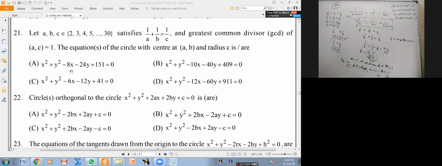I think we can check on the options, where one center is 4 comma 12, 5 comma 20, 3 comma 6, 6 comma 30, and then find the radius. Somebody can verify from the options or guess this, but subjectively, why A equal to C plus 1 we proved here. A equal to C plus 1 and then B is equal to C into C plus 1.